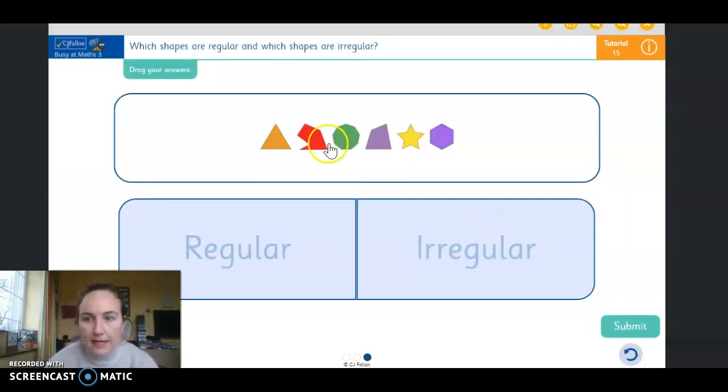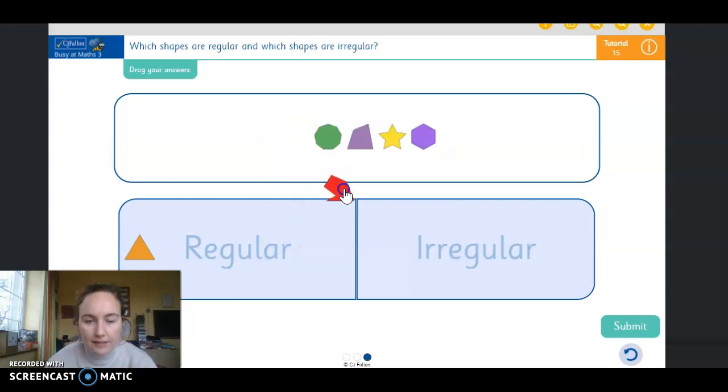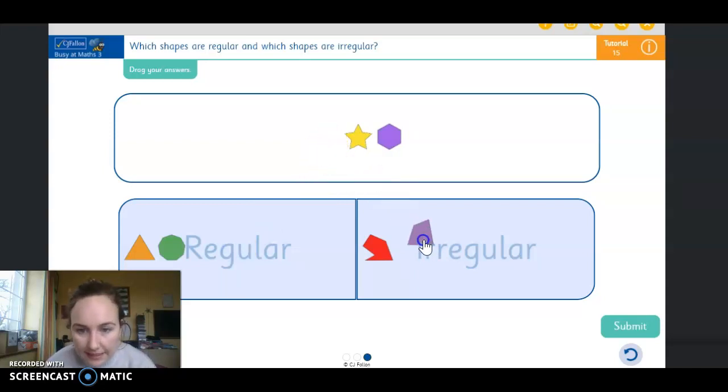Okay, we have a regular triangle again. And definitely an irregular shape. Here we have an octagon, 8 sides, and they're all equal, and they're all straight, and their angles are all equal, and it's symmetrical, so it can go in the regular. This funny looking shape with different side lengths is irregular.